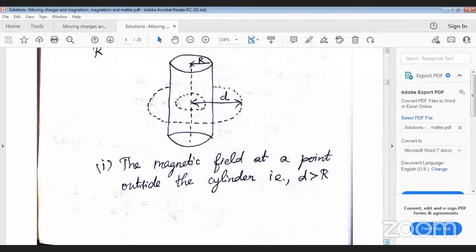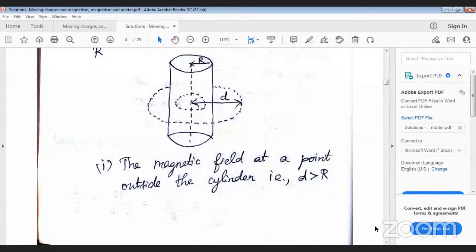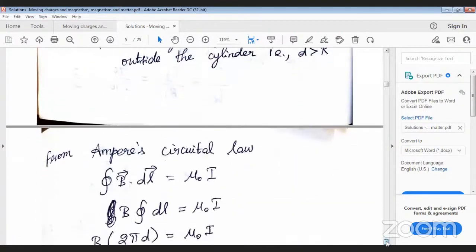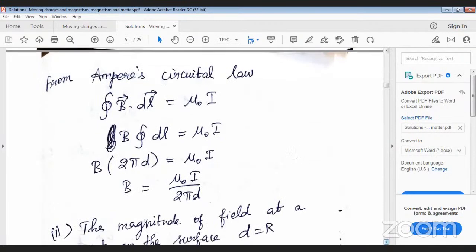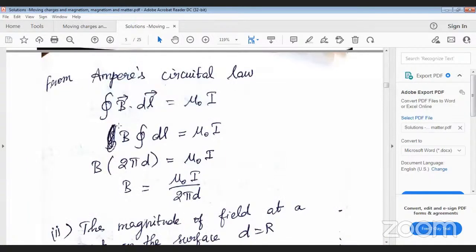So at some distance d greater than R. Okay. That means here at this point, what is the magnetic field? How can we calculate the magnetic field? So by Ampere's circuital law, integral B dot dl equals mu naught I, and the magnetic field can be taken outside. B integral dl equals mu naught times I.